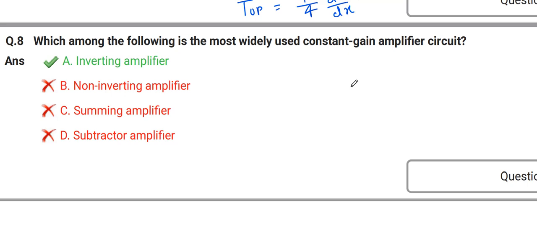The next question is: which among the following is the most widely used constant gain amplifier circuit? The answer is the inverting amplifier. You know very well, this question already came in some previous years' exams. Which is the constant gain amplifier circuit? Many options are there, like differential amplifiers and summing amplifiers. The answer is the inverting amplifier.